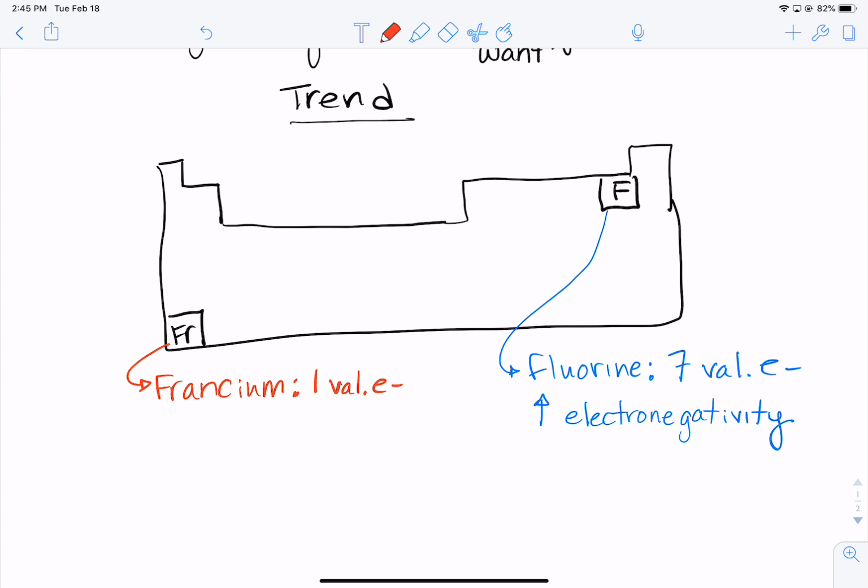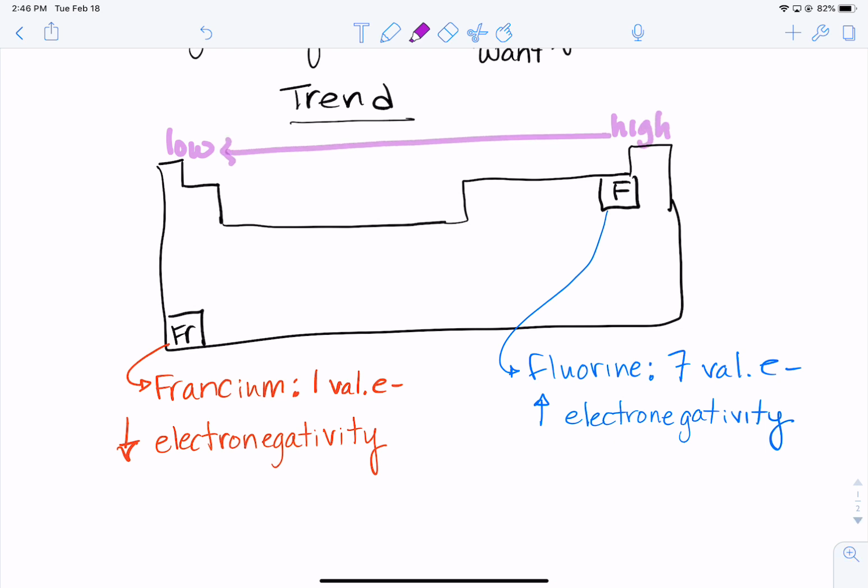In fact, not only does it not want them, it wants to give them away, which is called ionization. But as far as electronegativity, that means your desire, your affinity to gain electrons. Yeah, francium doesn't really want them. So we say it has a low electronegativity. So the trend, if you would, from left to right, stuff on the left is low, stuff on the right is high. And it is a spectrum. It increases in electronegativity as it goes from left to right or decreases from right to left.